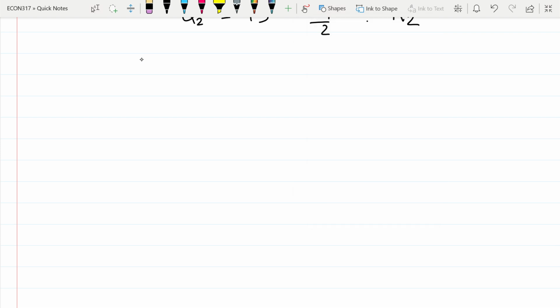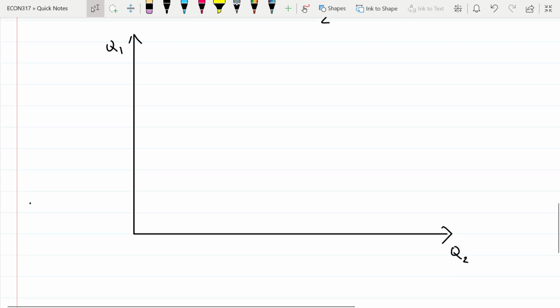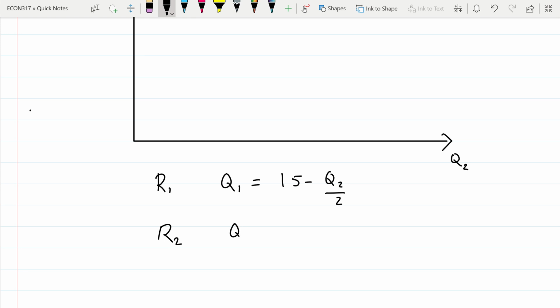So I will have the quantity Q1 on the vertical, Q2 on the horizontal. And remember the reaction function R1, this is the reaction for firm 1, Q1 is equal to (15 minus Q2) over 2. The reaction function for firm 2, Q2 is equal to (15 minus Q1) over 2.